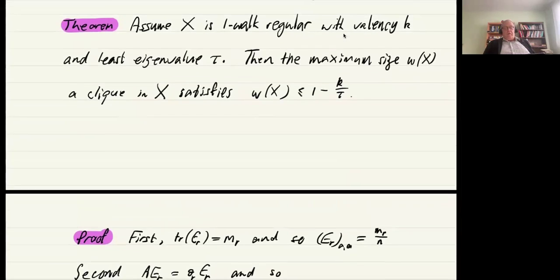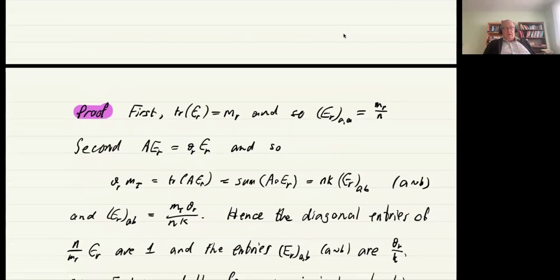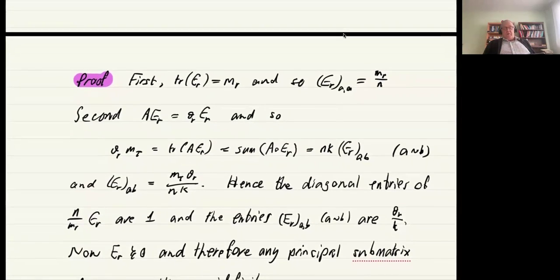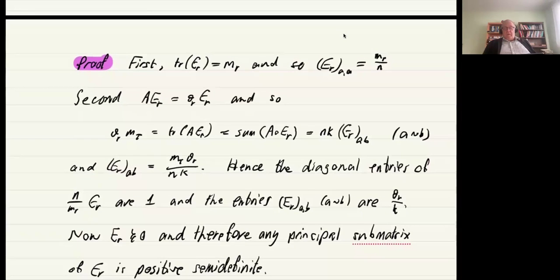So I want to prove this theorem. The first thing I'm doing is working out the diagonal entries of the idempotents, and it's just the argument I gave you before. We know the trace of the idempotent is the multiplicity. The diagonal entries of the idempotent are all equal, and so therefore the diagonal entries are equal to M sub R on N, the number of vertices in the graph. Now, the second thing is we know that A applied to E sub R is equal to theta R times E sub R, because E sub R is a projection onto the eigenspace.